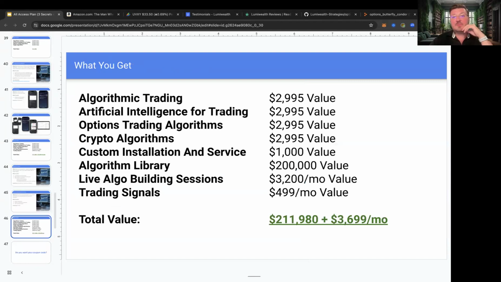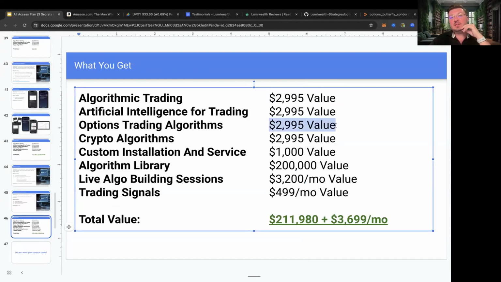So again, recap, we have all these different courses, $3,000 a pop each. We have our custom installation service, about $1,000. We have our algorithm library, which is super valuable. If you had to recreate it, it would be like $200,000 to make this thing. You get our live algo building sessions, which if you had to hire a developer to do something like that, it'd be $3,200 a month.